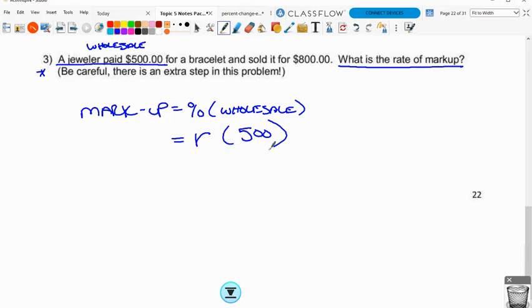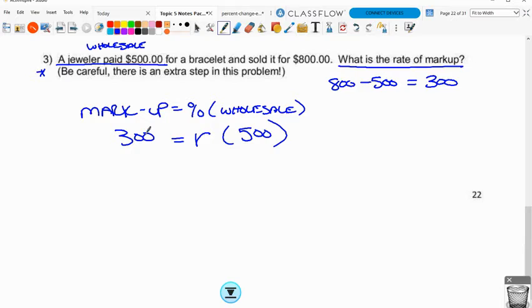Okay, but then they sold it to the customer for $800. Now, that's the selling price. That is not the markup. The extra step here, we have to calculate how much the markup is. If the jeweler paid $500 and sold it for $800, then we have to subtract those to get the amount of markup. 800 minus 500 is equal to 300. So the jeweler marked it up $300 before they sold it to the customer.